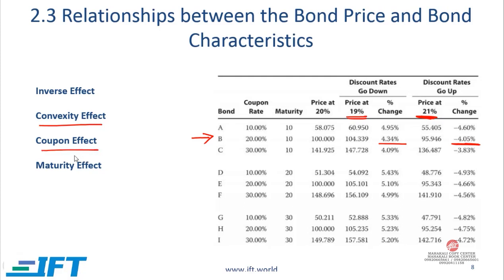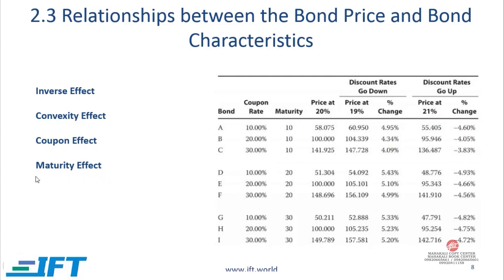Then we come to the coupon effect. If we hold maturity constant and change the coupon rate, look at what happens. With a lower coupon rate, the impact of a change in interest rate is more. So notice that a 1% change in interest rate has an impact of 4.95 and 4.6, whereas for the bond which has a higher coupon rate, the impact is lower. It is 4.09 and 3.83.